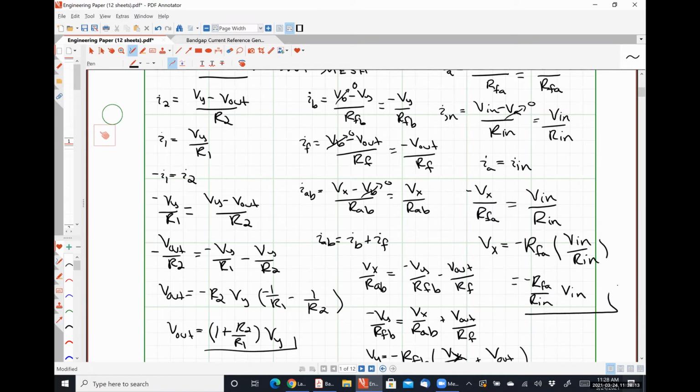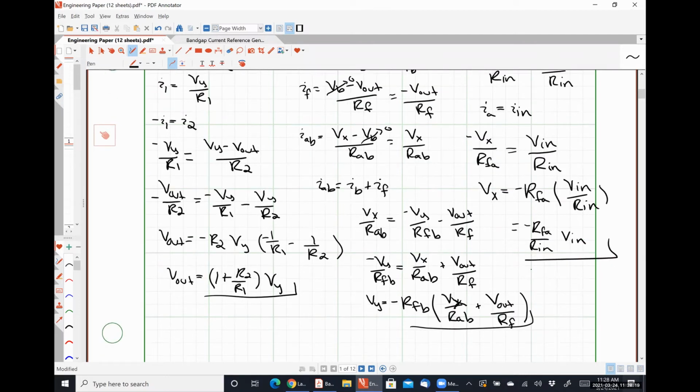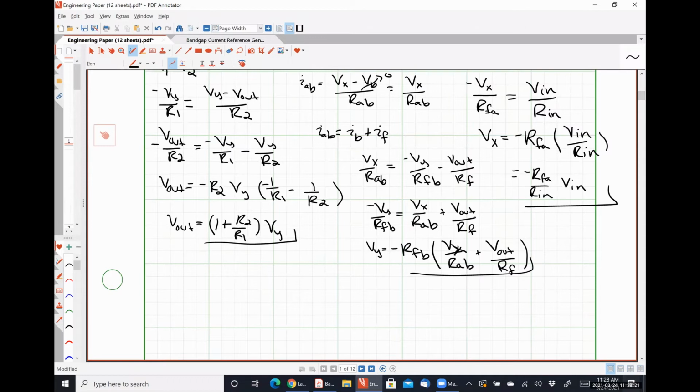And so we have Vx, we have Vy, and we have V out equations. And so we can just start plugging everything back in to the bottom. Any questions before I start doing that? Cool.